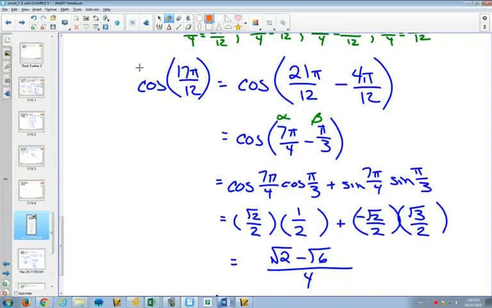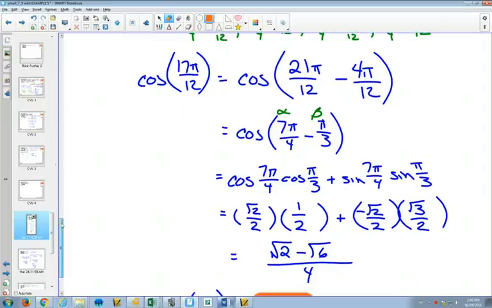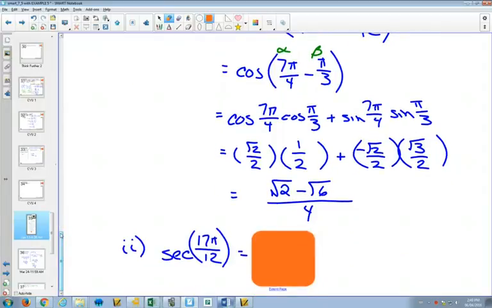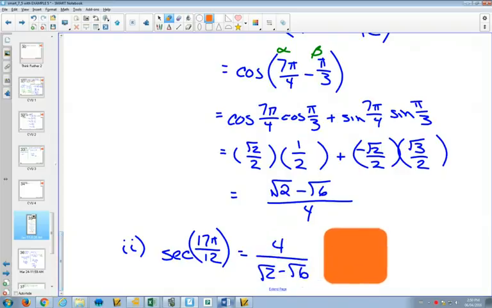So on an exam, I've often seen they ask, what's cos of 17 pi over 12? That'll be part A. In part B, they'll ask, what's secant of 17 pi over 12? And part B will be worth only 1 mark. So if you know that cos of 17 pi over 12 is root 2 minus root 6 all over 4, what is secant of 17 pi over 12 going to be? That's right. All you have to do would be flip it.